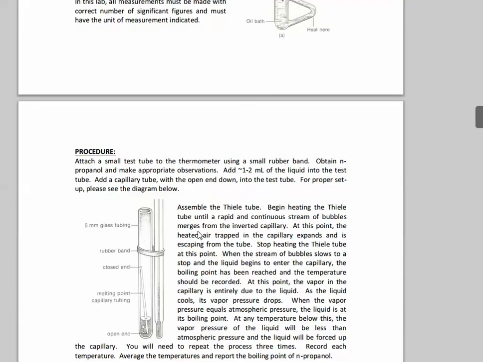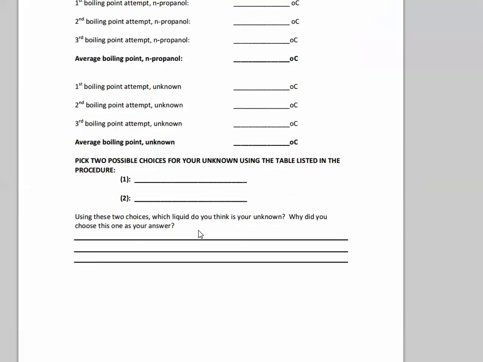Okay, so that's the lab sheet. There are no post-lab questions. My advice to you is that after you get done with the data sheet, turn it in because there's nothing else to do with the lab.